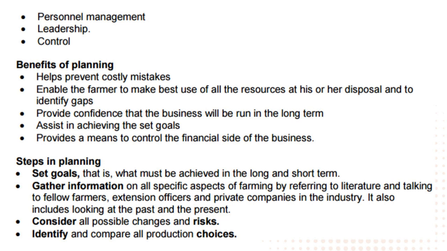Steps in planning. Set goals, that is, what must be achieved in the long and short term. Gather information on all specific aspects of farming by referring to literature and talking to fellow farmers, extension officers, and private companies in the industry. It also includes looking at the past and the present. Consider all possible changes and risks. Identify and compare all production choices.